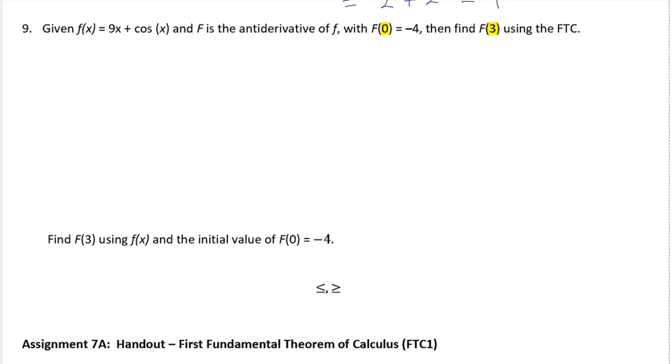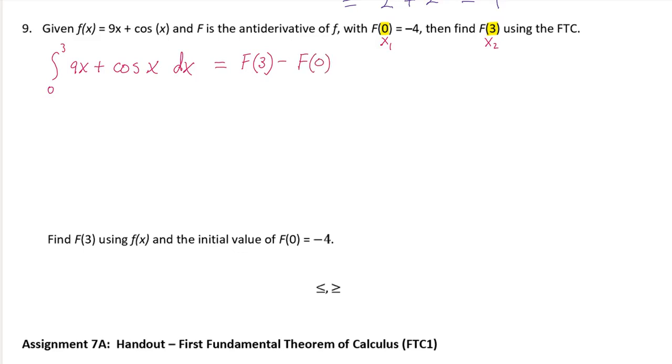So if I'm going to use the fundamental theorem of calculus, I'll call these x1 and x2, and these x values become the limits on my integral. So what I want to do is find the integral from 0 to 3 of 9x plus cosine of x dx. And I know that that will equal capital F of 3 minus F of 0.